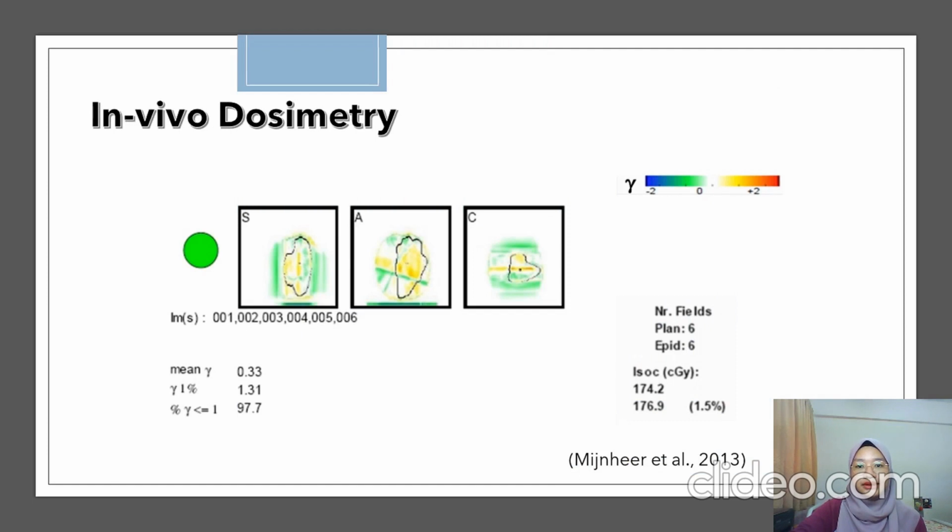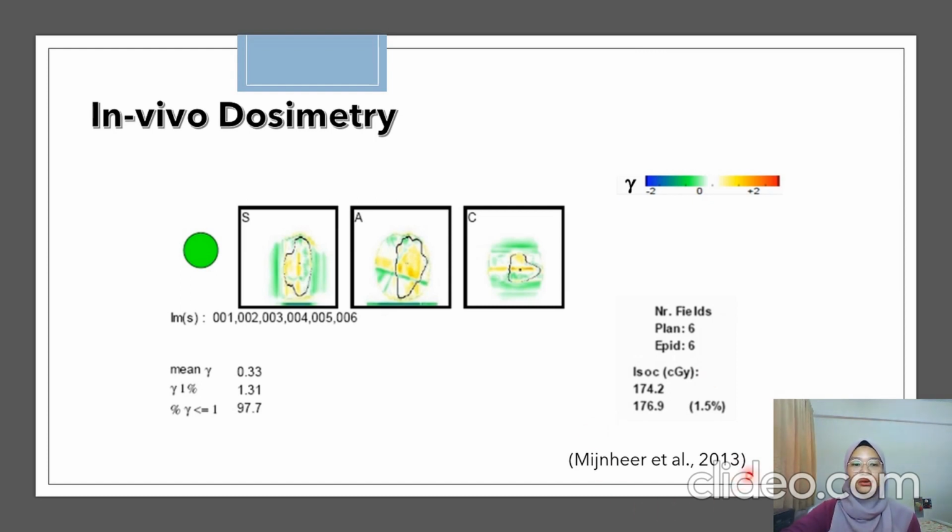Lastly, EPID could be used to perform in vivo dosimetry in a relatively simple way during the treatment. The figure shows the result of a verification of a 6-field IMRT plan for esophagus cancer treatment. The comparison of the EPID reconstructed and the planned dose distribution showed a 1.5% difference.